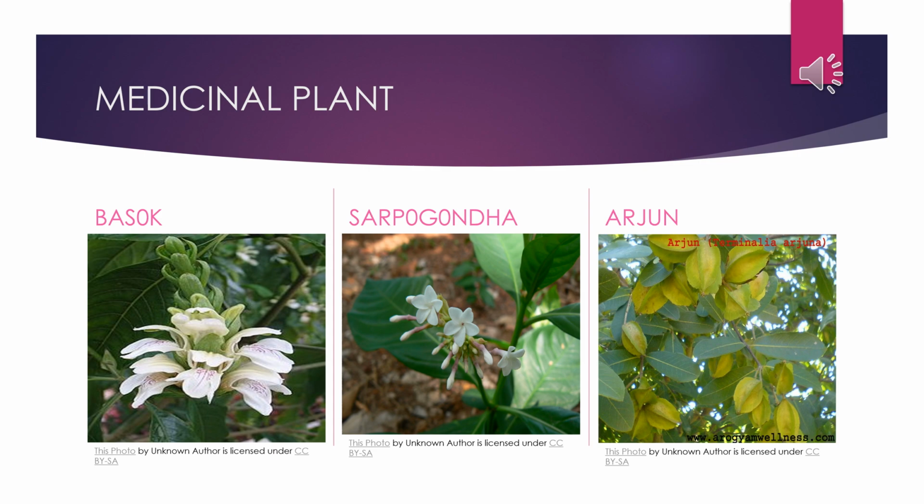In the middle we see the picture of flowers of the Sarpagandha plant. The juice of Sarpagandha root and leaf is used for high blood pressure. It is also used in the treatment of madness.